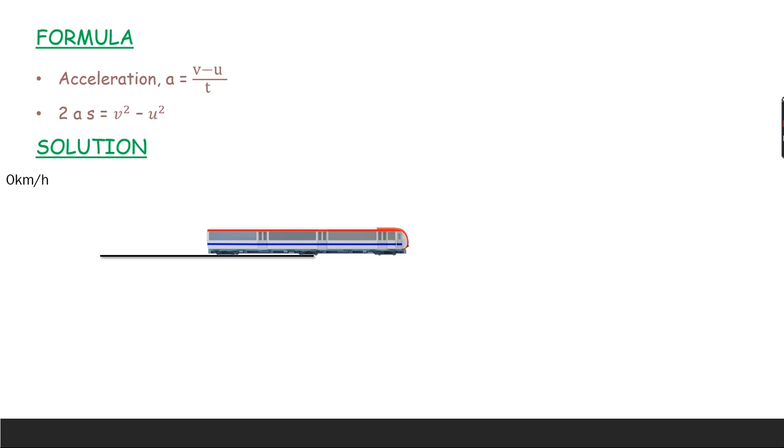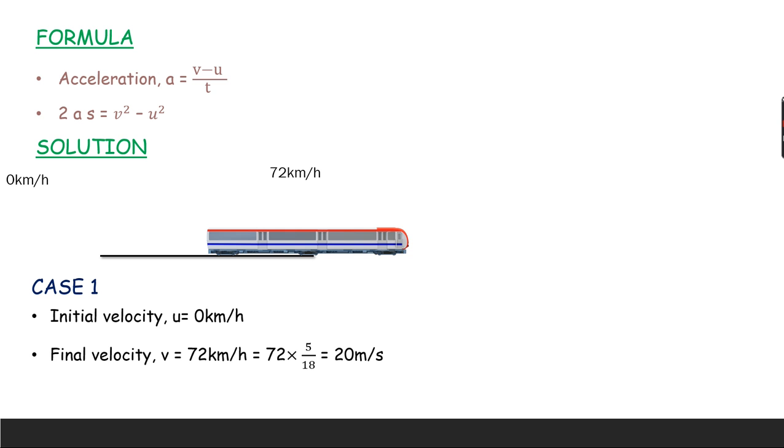Okay. So, the initial velocity is 0 km per hour and the final velocity is 72 km per hour. Right? So in our first case, we have to find the acceleration where initial velocity is 0 km per hour and final velocity is 72 km per hour. And I have converted this kilometer per hour to meter per second by multiplying by 5 by 18. So now I get my acceleration to be 1 by 15 meter per second square.